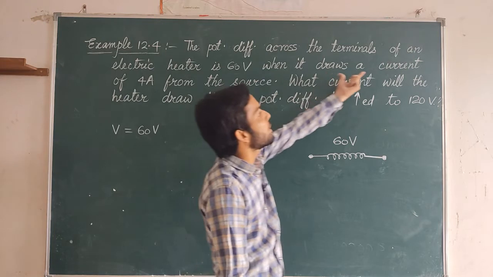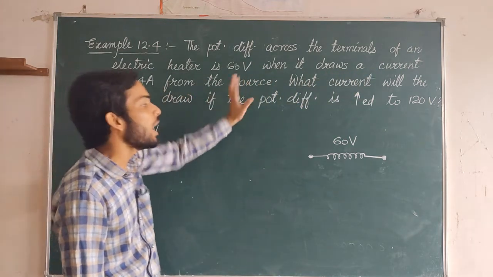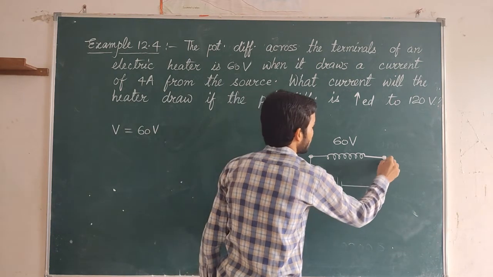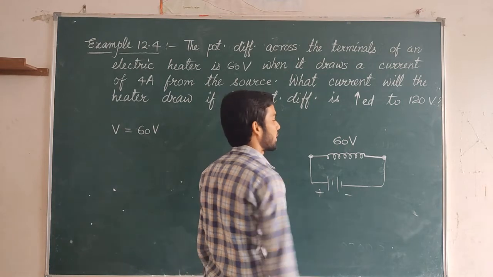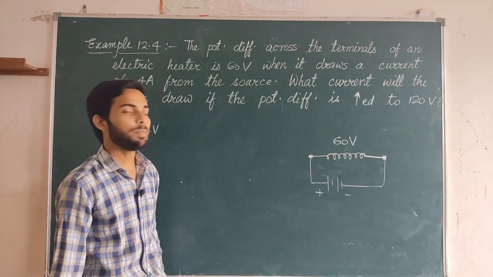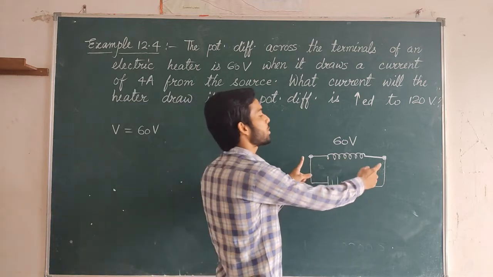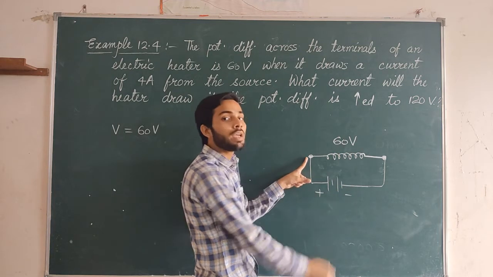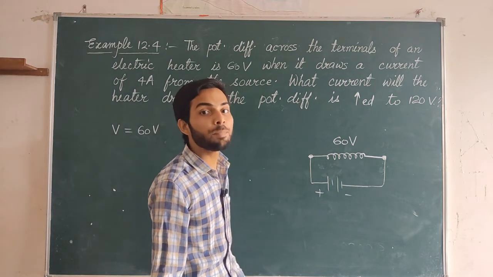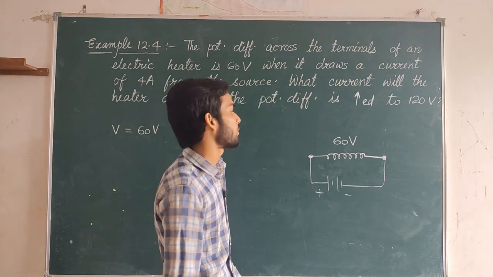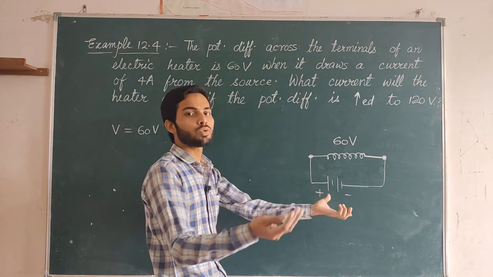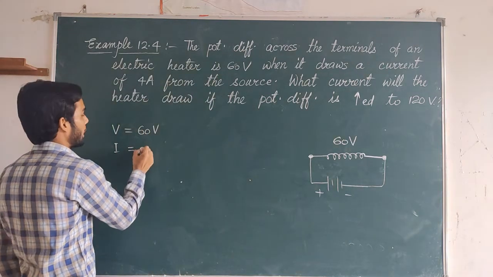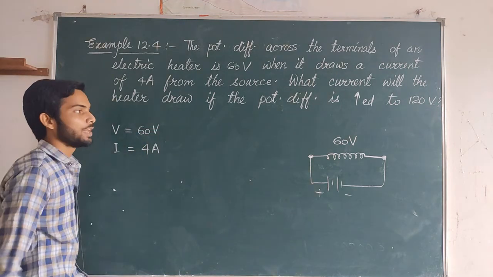When it draws a current of 4 ampere from the source. Suppose there is a source, there is a battery. This is the source of electric current. And what is happening? When the potential difference across the terminals of this heater is 60 volt, the heater is drawing 4 ampere of current from the battery or any other source. So the amount of electric current is given. I is equal to 4 ampere.